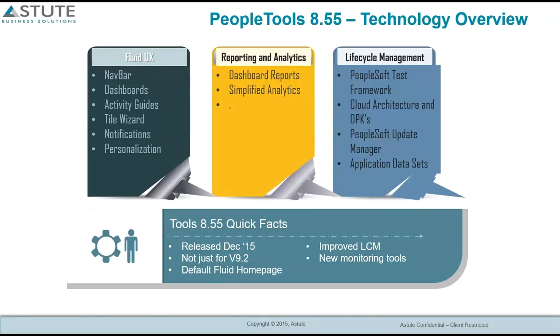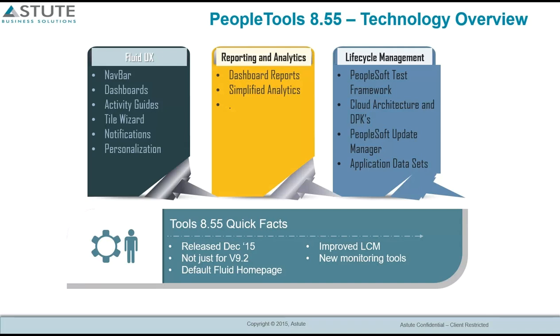Cloud architecture, a lot of buzz around that, was first released or announced at Open World. There are these deployment kits that make deploying new instances and configuring them significantly easier, much faster. There is a concept of automated configuration management, which is a PeopleTools utility. We'll talk a little bit about that. And then PeopleSoft Update Manager and Application Data Sets, I'm calling those out here. There are lots of improvements in those places as well, but we are not going to talk about that in today's webinar.